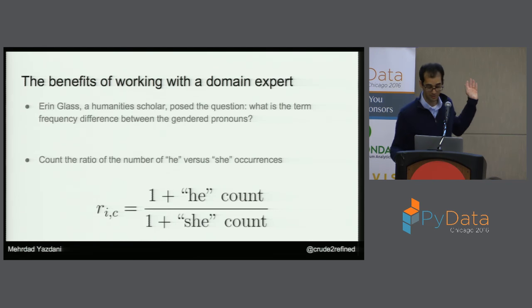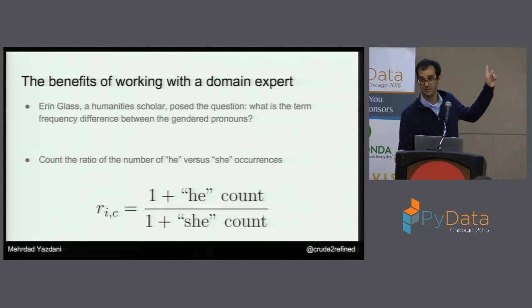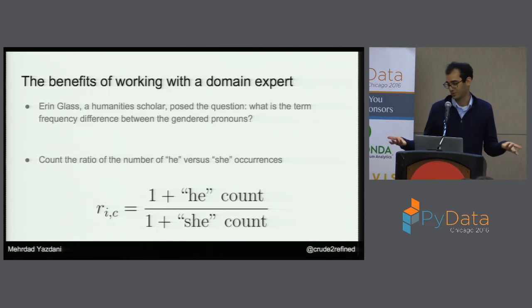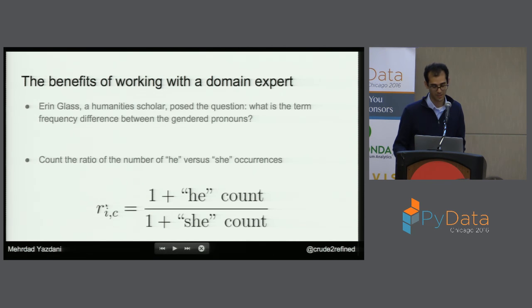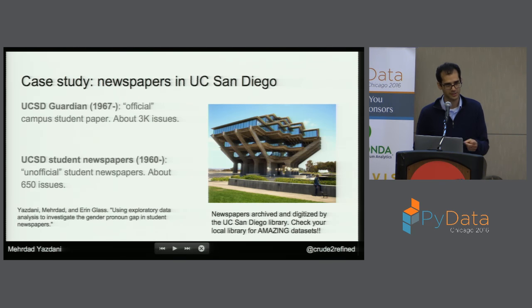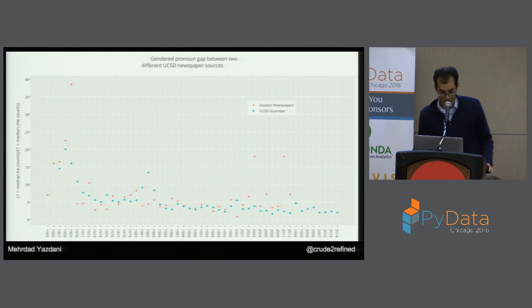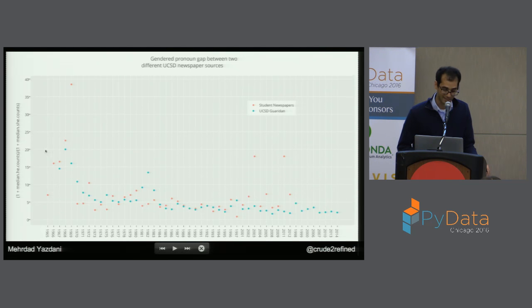And then I came up with this amazing equation, which is just the he count versus the she count, but with a Laplacian scaling, so you don't divide by zero. That's all I do. Essentially, for each issue, we count the number of he's and the number of she's, and we have different corpora: the official UCSD Guardian newspaper, and the unofficial student newspapers. We want to know, is there a difference between the ratios for these two corpora, and how do these ratios change over time? That's the basic question. So you just do your regex, and you get a plot like this. And so this is he over she.